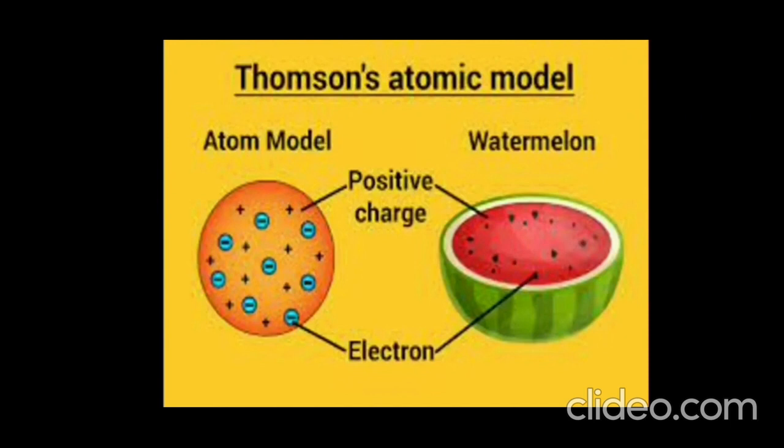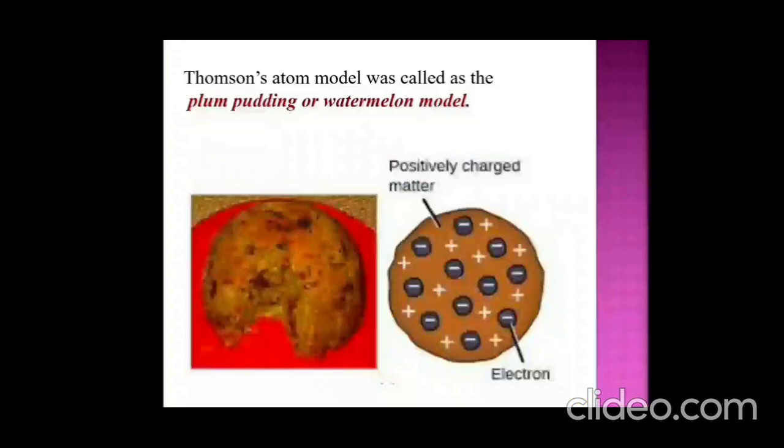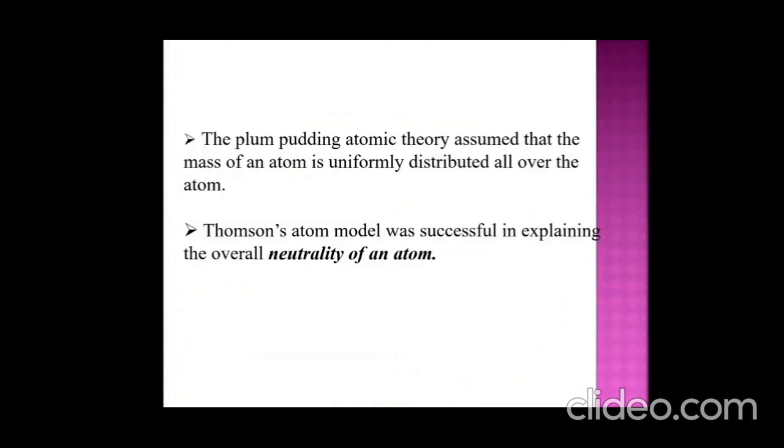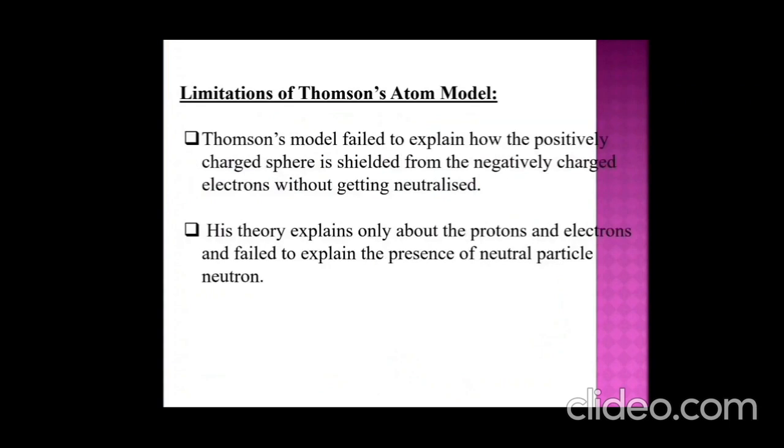Thomson's atom model was also called the watermelon model or plum pudding model. So he assumed that the mass of an atom is uniformly distributed all over the atom. An atom is electrically neutral because the number of protons and the number of electrons are equal in an atom.